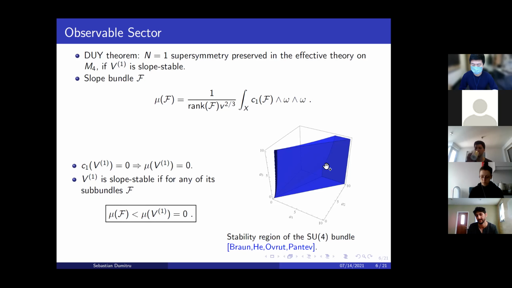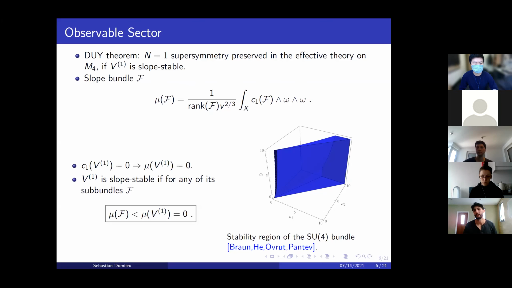What this plot means is that if a1, a2, a3, these scalar moduli, fit inside the blue region, the SU(4) bundle is stable. On the contrary, if we're anywhere outside this blue region, then it means that the bundle is unstable and we compactify with broken supersymmetry.